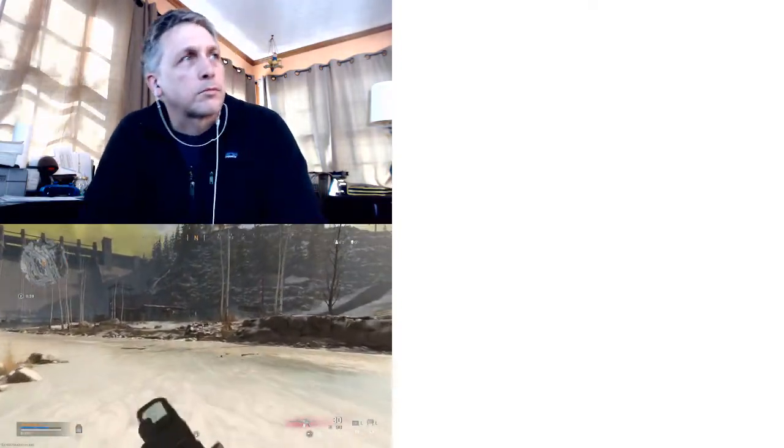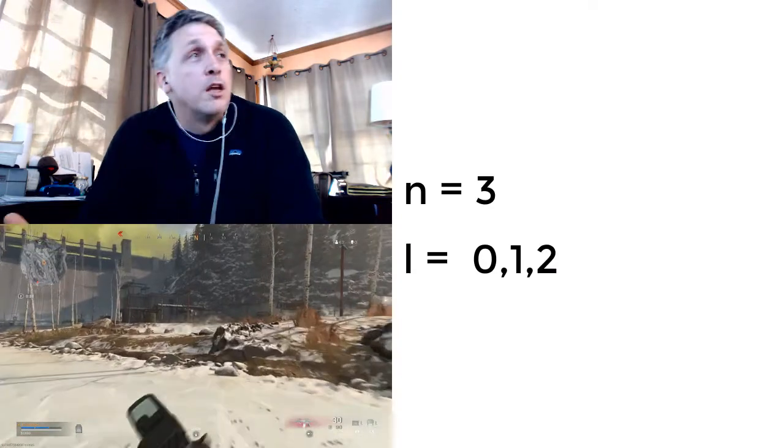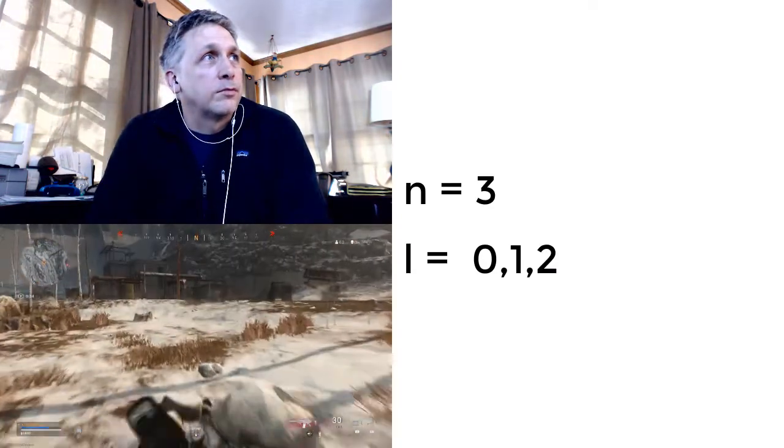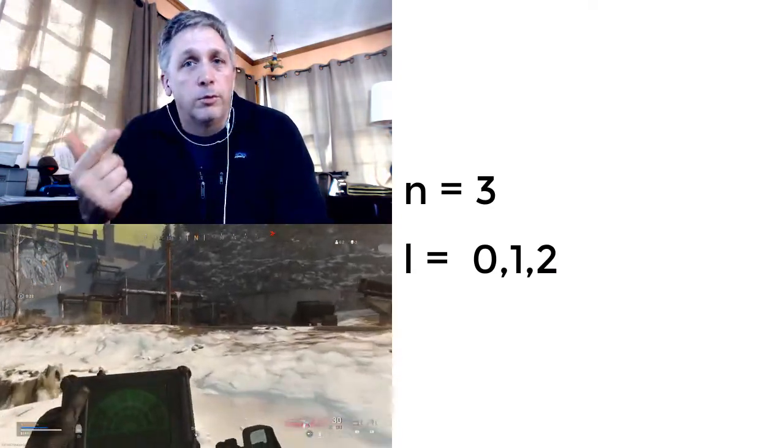So in shell 3, you have 3 subshells: L equals 0, L equals 1, and L equals 2.